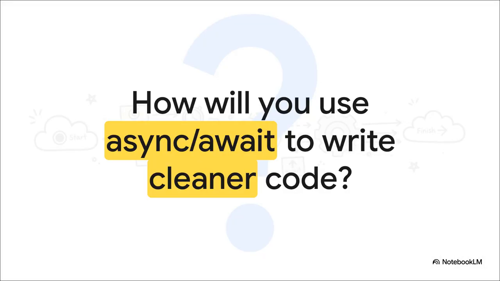And that pretty much wraps it up. So I'll just leave you with this question to think about. As you look at your own projects, what's the first piece of messy callback-style code that you could refactor to use the clean, simple power of async await?